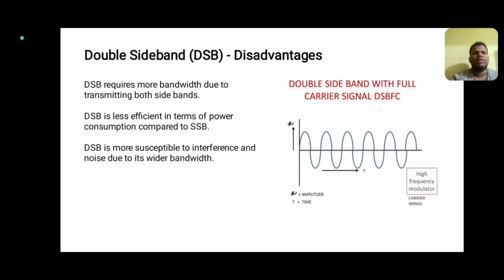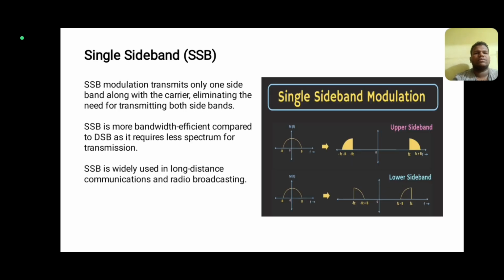DSB disadvantages. DSB requires more bandwidth due to transmitting both sidebands. DSB is less efficient in terms of power consumption compared to SSB. It is more susceptible to interference and noise due to its wider bandwidth.